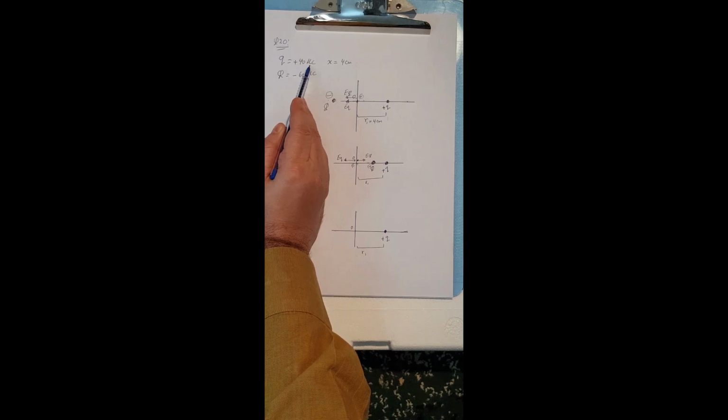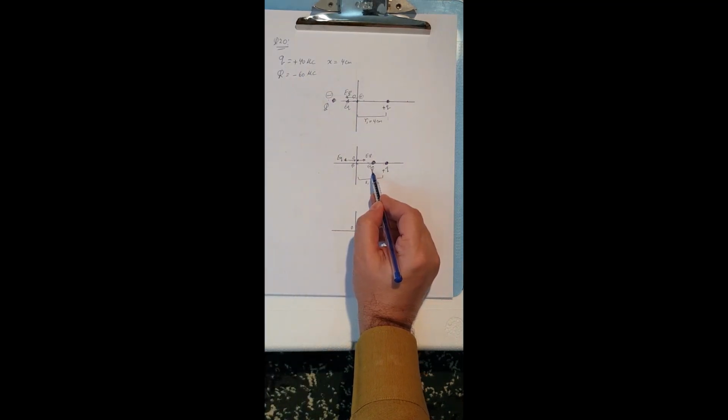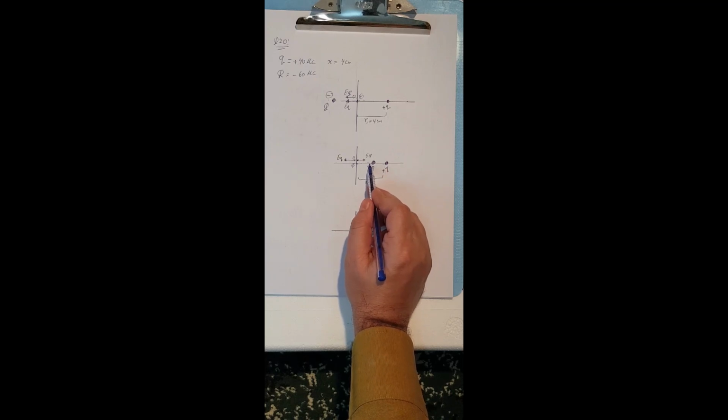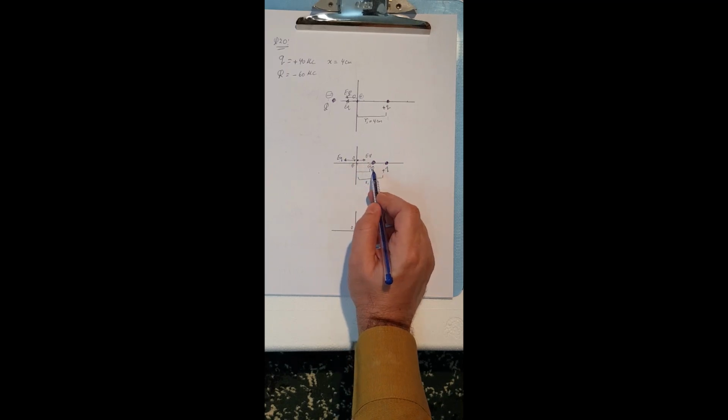microcoulomb. Q capital is 60 microcoulomb. So when you put a Q capital between 0 and a Q small, its distance to the 0, 0 is small. So when R is small, the electric field is large. That's number one. What else?